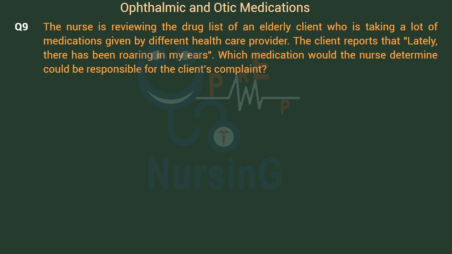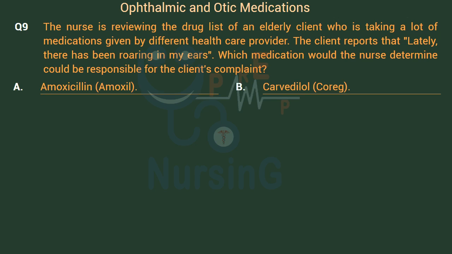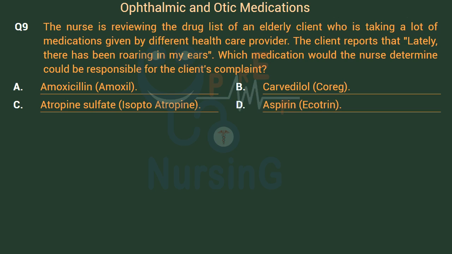The nurse is reviewing the drug list of an elderly client who is taking a lot of medications given by different healthcare providers. The client reports that lately there has been roaring in the ears. Which medication would the nurse determine could be responsible for the client's complaint? Option A. Amoxicillin, Amoxil. Option B. Carvedilol, Coreg. Option C. Atropine sulfate, Isopto Atropine. Option D. Aspirin, Ecotrin. Right answer is Option D.